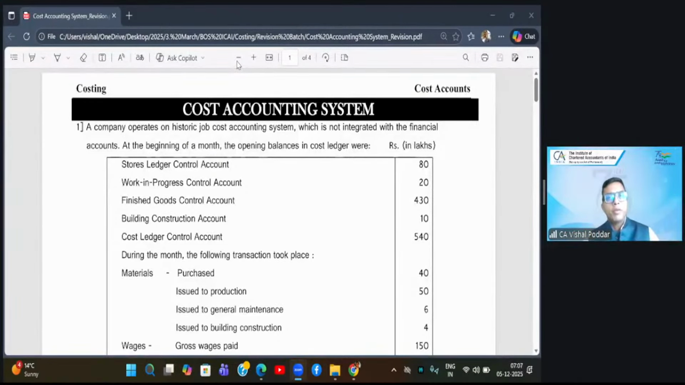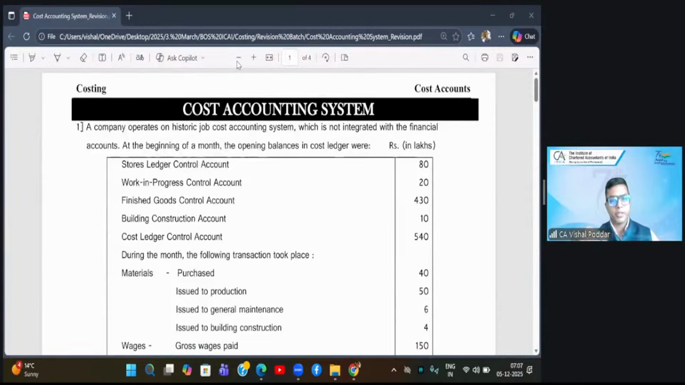Now, today we are going to deal with cost accounting systems. Now, if you all recall, in cost accounting, there are two approaches which are given for the purpose of performing cost accounting. The first is called the integrated system of cost accounting, and the second is called the non-integrated system of cost accounting. So the two systems: integrated, non-integrated.